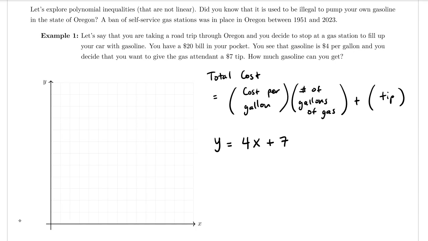Now, because I'm limited to having a $20 bill in my pocket, I need my total cost here to be less than or equal to 20. Now, there's a few different ways I can go about solving for my solution, and one of them is algebraically. Let's take this inequality, which happens to be a linear inequality, and isolate our variable x. I'm going to start by subtracting 7 on both sides.